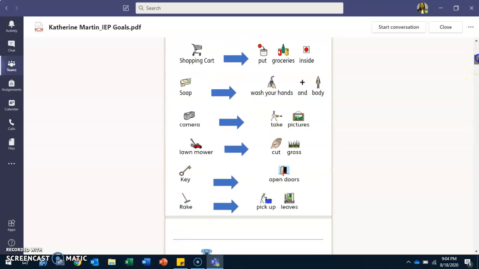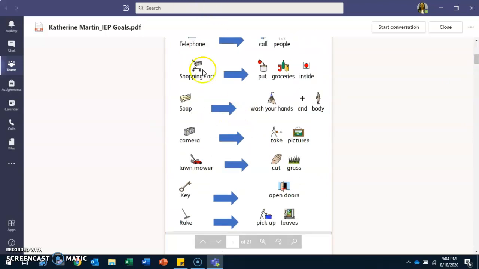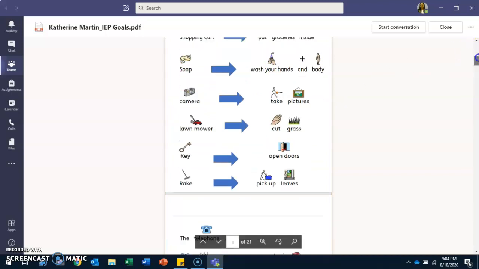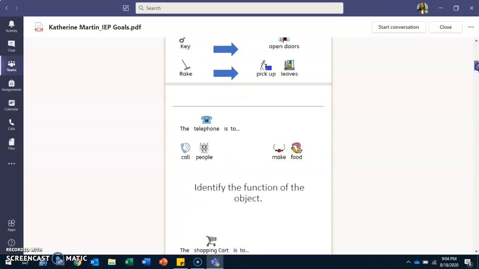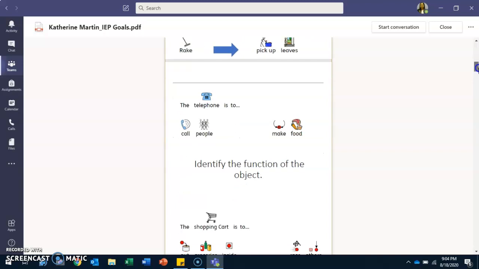So let's go ahead and try one. Catherine, can you tell me or tell your mommy what is the soap used for? Wash your hands and body. Good job. Now, what is the key for? Open doors. Great job.